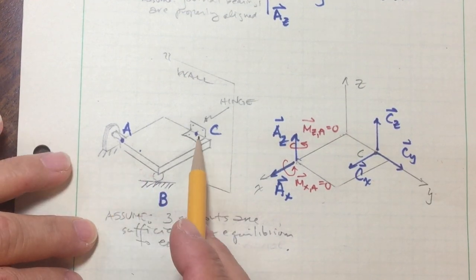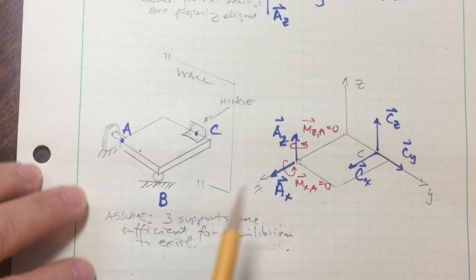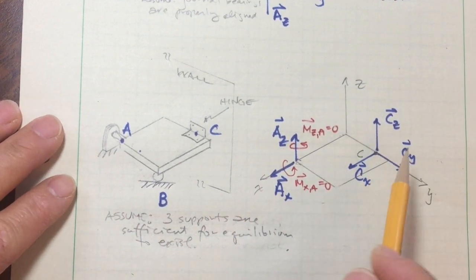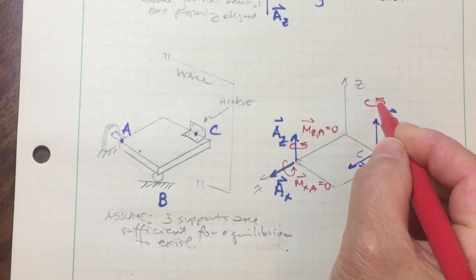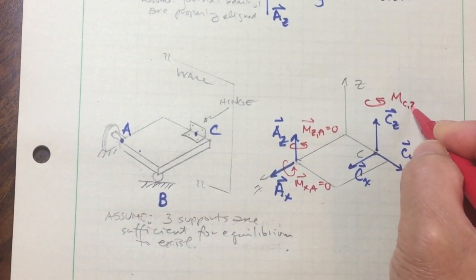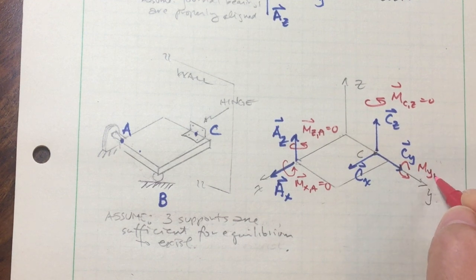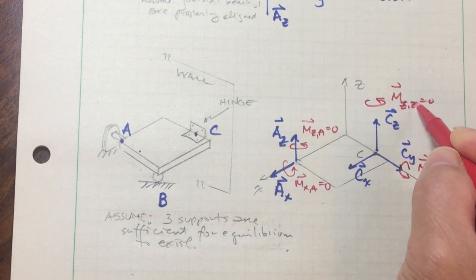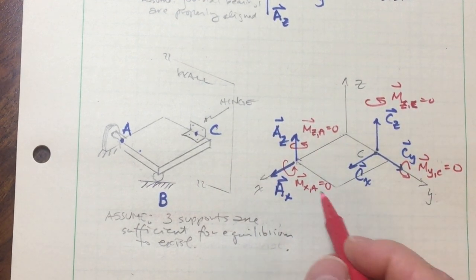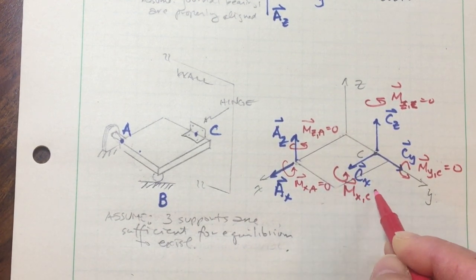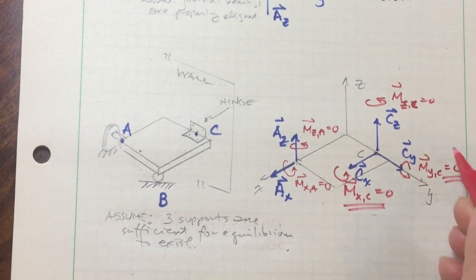Since we're assuming that these three supports are sufficient for equilibrium to exist, there will be no moment at point C. In other words, moment at C in the z direction is 0. Moment about the y-axis at C is equal to 0. I guess this should be Z and this should be C. And moment about the x-axis at C, that's also equal to 0. So there are no moments.